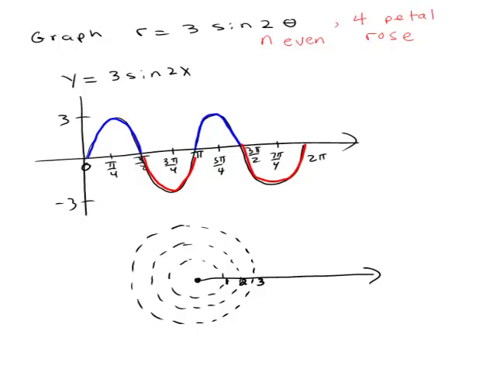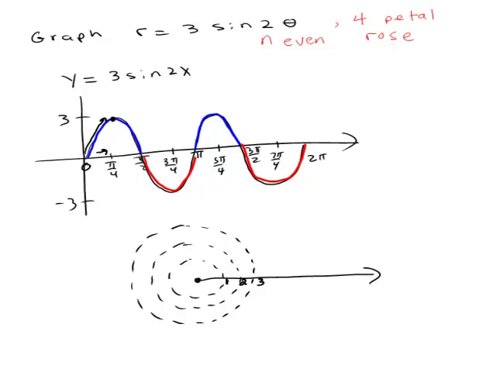We see here that when theta is 0, right now I'm focusing on the rectangular graph, my r is equal to 0. So we start right here at 0, 0. Now, the next thing I want to consider is what's happening as theta goes from 0 to pi over 4. I'm looking at this piece right here. What's happening to r as we go from 0 to pi over 4? Well, as theta goes from 0 to pi over 4, r increases out to 3.